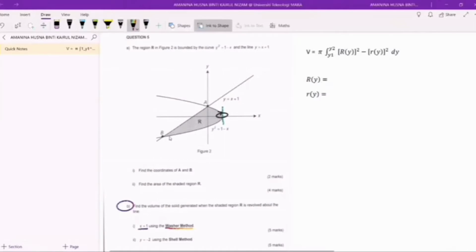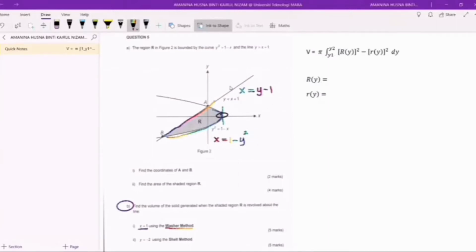In this region, we need to find the far part from the vertical line. This part represents the equation y equal to x plus 1. We need to modify it first to be in terms of y, so it should be x equal to y minus 1. This part is the inner part, which represents this equation. Again, we modify it to be in terms of y, so it should be x equal to 1 minus y squared.